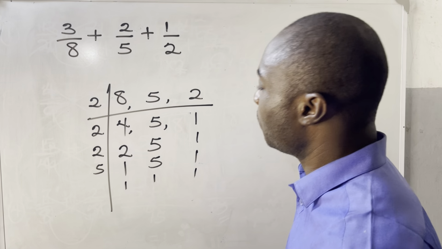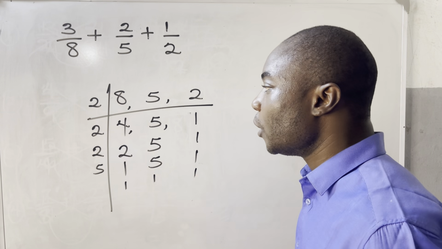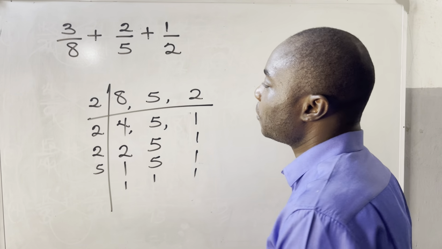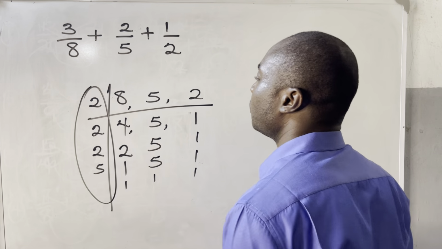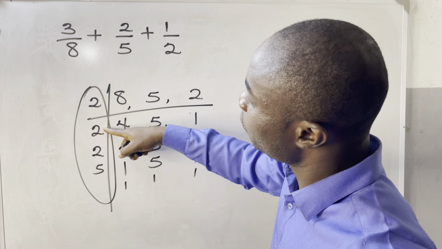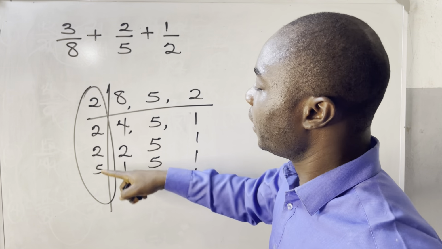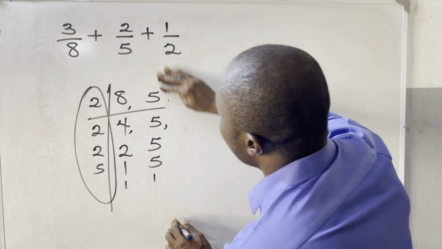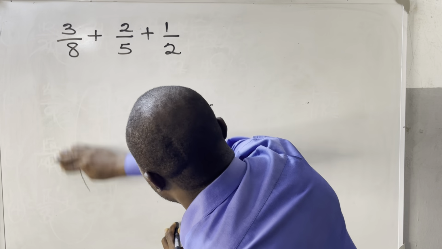Once we get to the point where we have 1 1 and 1, then we can now multiply these numbers, and that will tell us the LCM, and that answer should be 40. 2 times 2 is 4, 4 times 2 is 8, 8 times 5 is 40. So our LCM is 40.